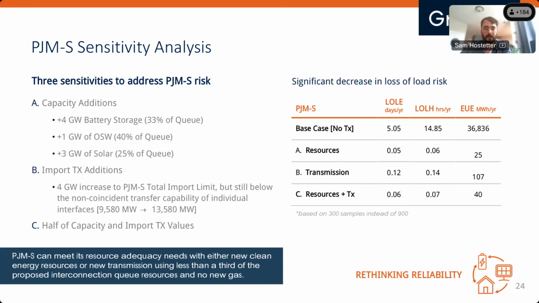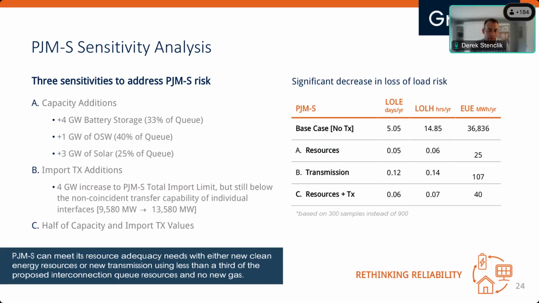trying to interconnect into PJM South can have a significant impact in decreasing the loss of load risk, and these capacity additions are largely renewables. And even so, we can take a mix in sensitivity C and exhibit similar results in decreasing the loss of load risk in the region.